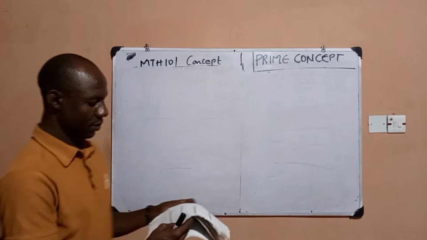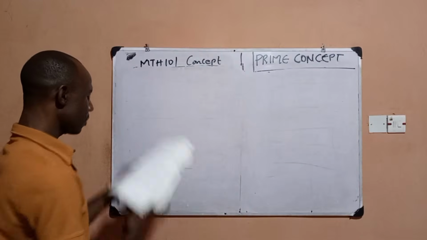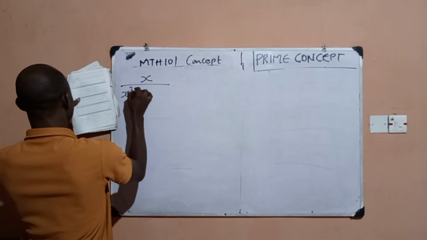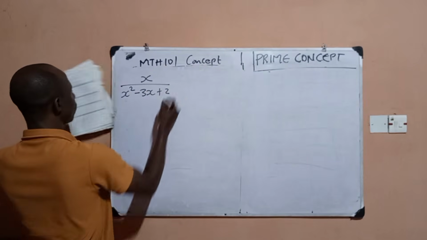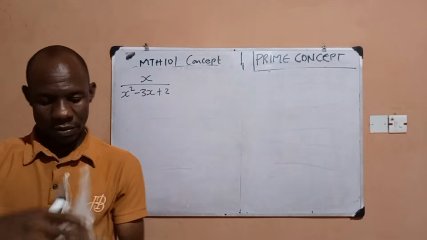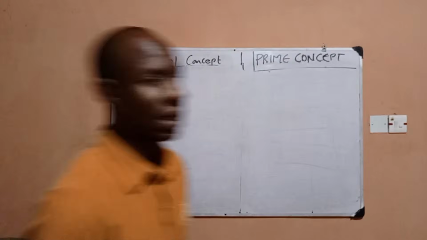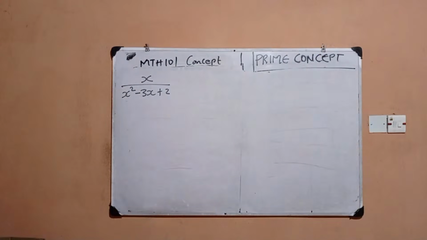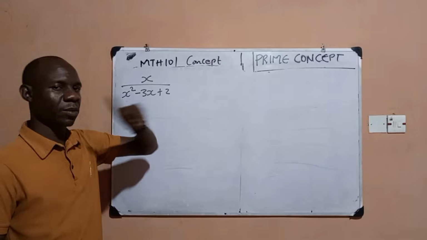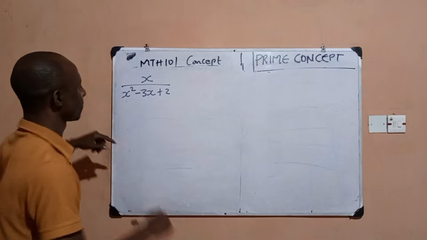Now you have x over x squared minus 3x plus 2. They want us to resolve this into partial fractions. Are we still together? They want us to resolve this into partial fractions. All right, I'll take two problems. I'll solve one that looks complex, but don't complain when I solve that one, please.